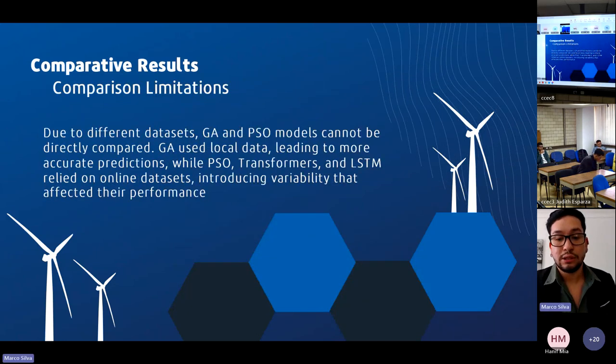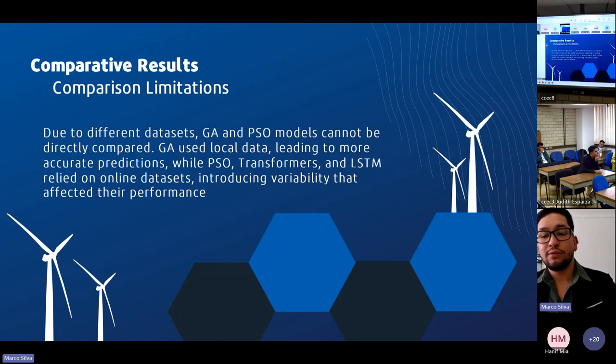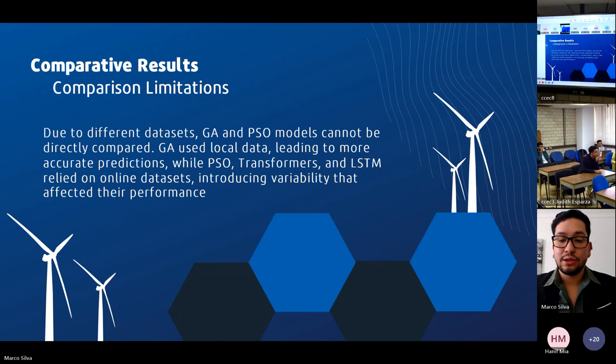Comparison limitations. A direct comparison between the GA and PSO models is limited by the use of different datasets. The GA model benefited from localized data collected from the weather station in Mexicali, which provided consistent and accurate results. On the other hand, PSO, transformer and LSTM used online datasets, introducing variability in the prediction. This difference in data sources affected the overall accuracy and performance of the models.